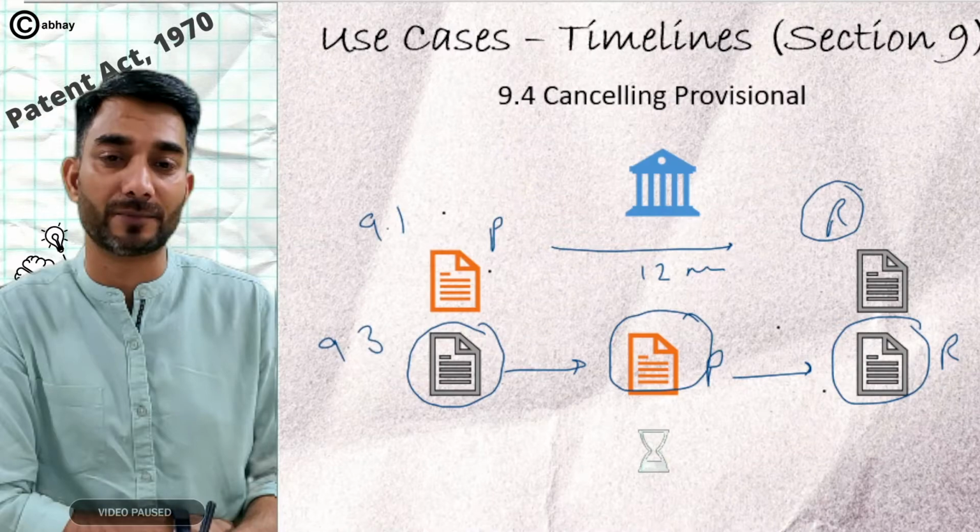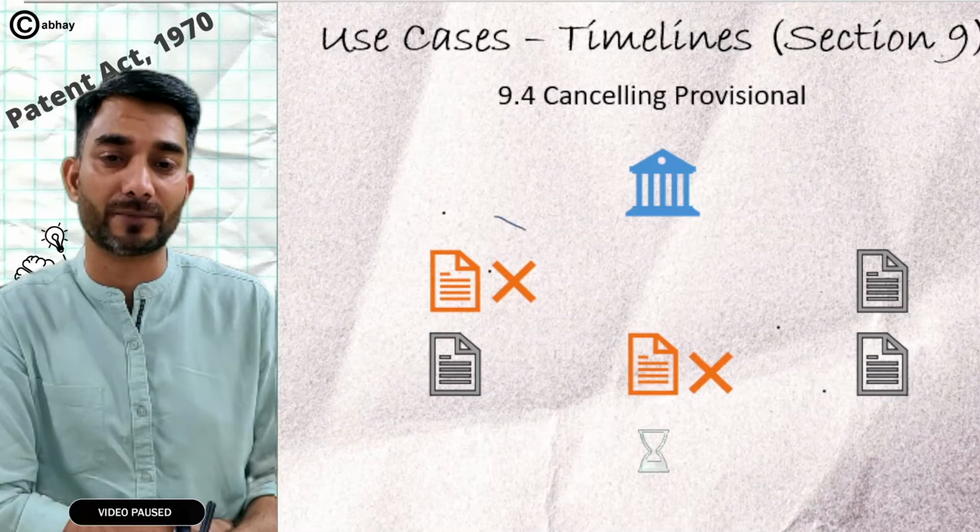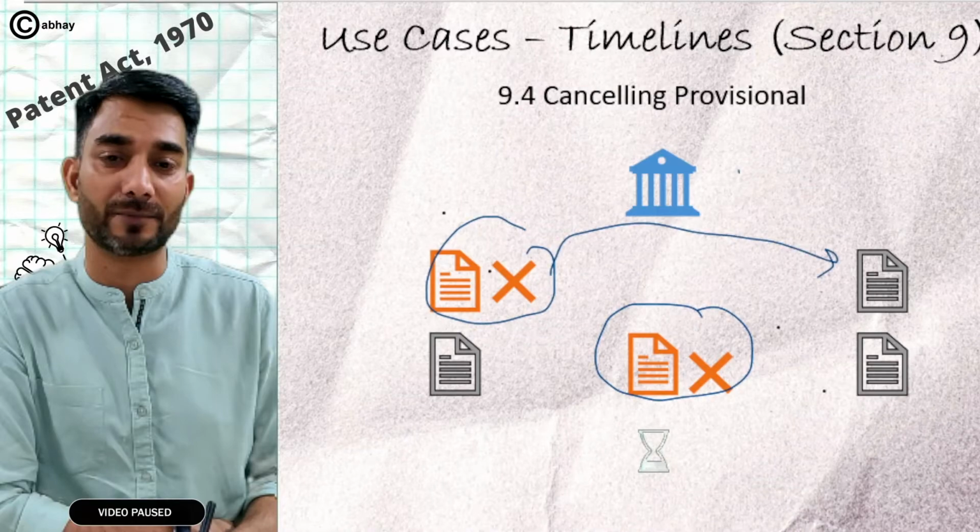So 9.4 says that at any point, any time before grant of the patent, you can request the controller to cancel the provisional application. So we are cancelling this provisional application. What does it mean? It means that we are post-dating our application to the date when we file the regular application.